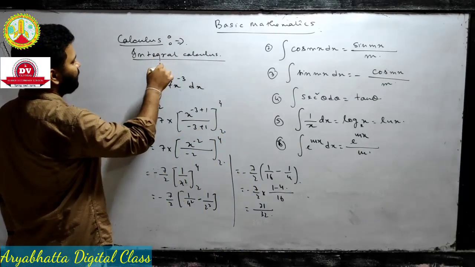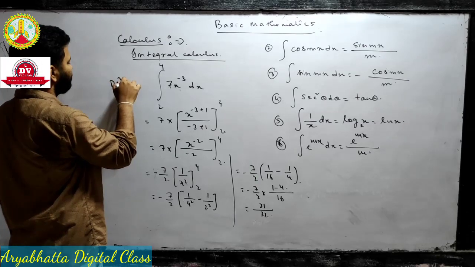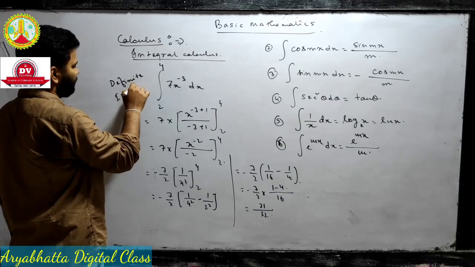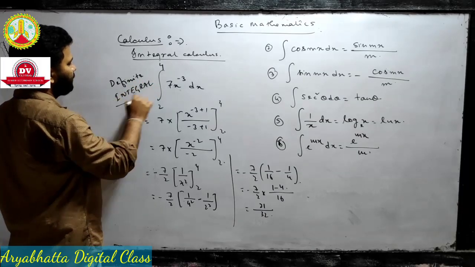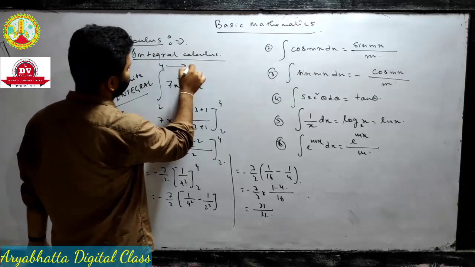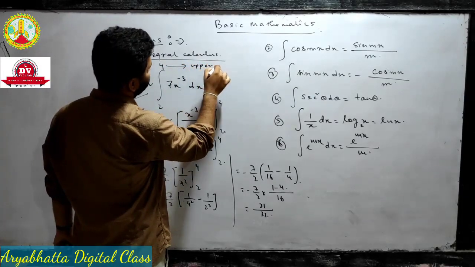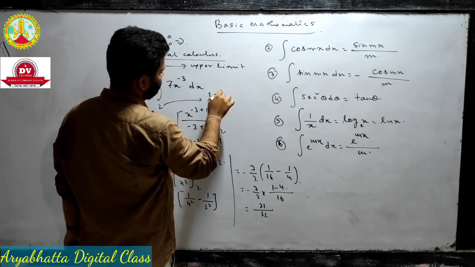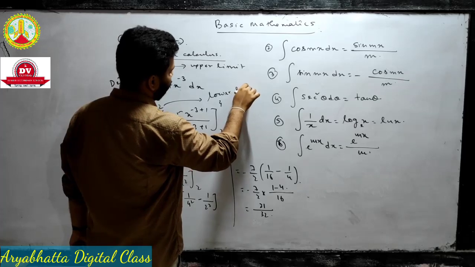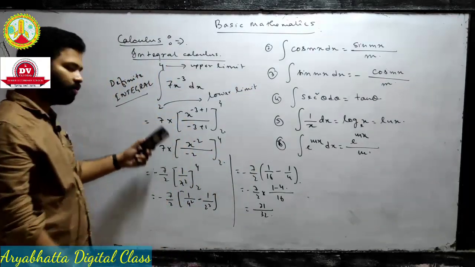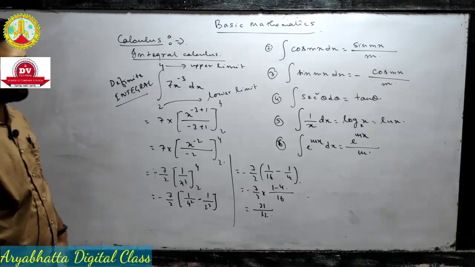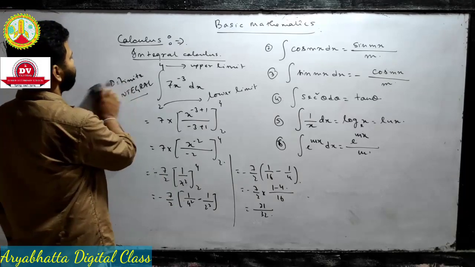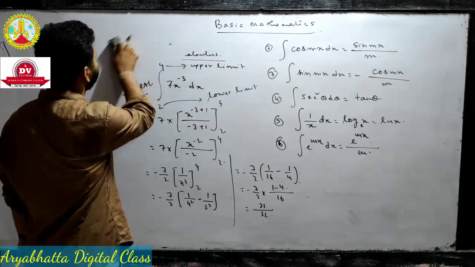This type of integration where we put the limit is known as definite integral, okay. This is known as upper limit, and this is called lower limit, and this is the procedure to put the limit, okay. So this is all about integration, done. So for calculus, this many formulas are all you need.